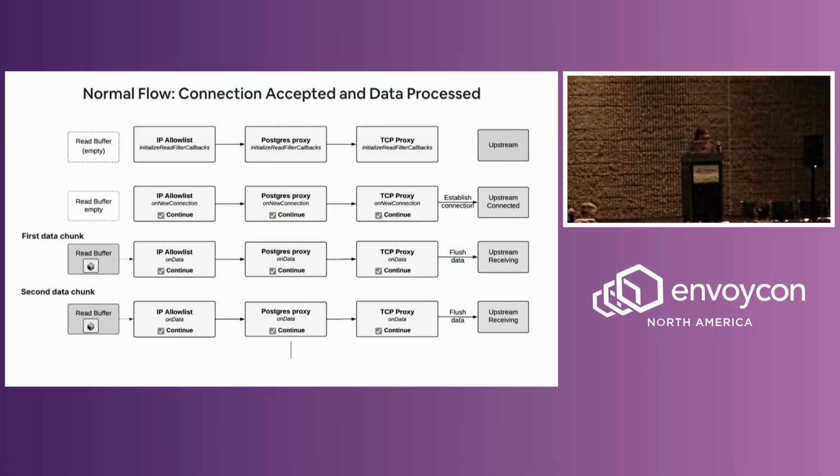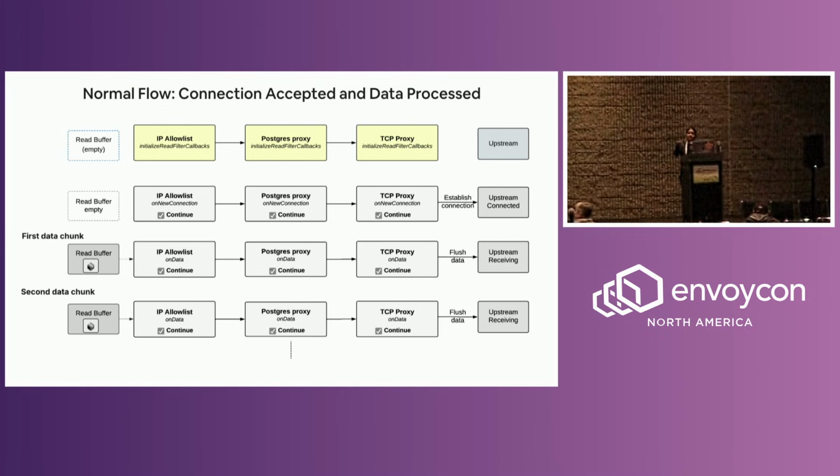So here we have our three filters that we have been looking at in our config: the IP allow list, Postgres proxy, and the TCP proxy. On the left, I have the read buffer. This is the in-memory buffer in which Envoy will read the data coming from the downstream, store it for some time, look at it through the filters, and ultimately flush it to the upstream.